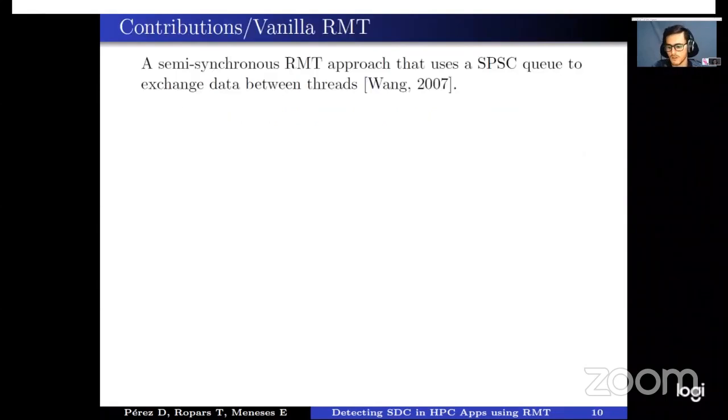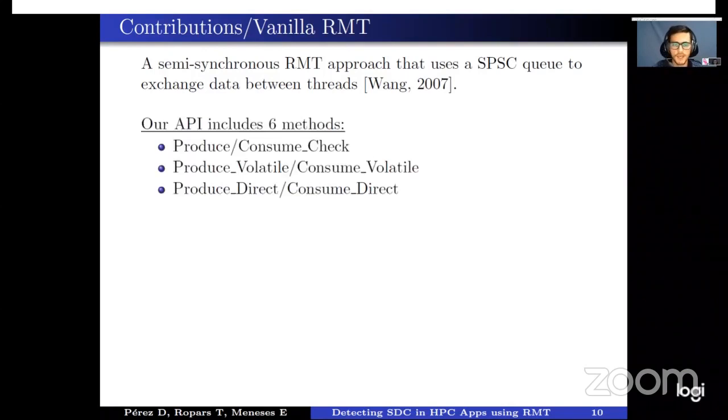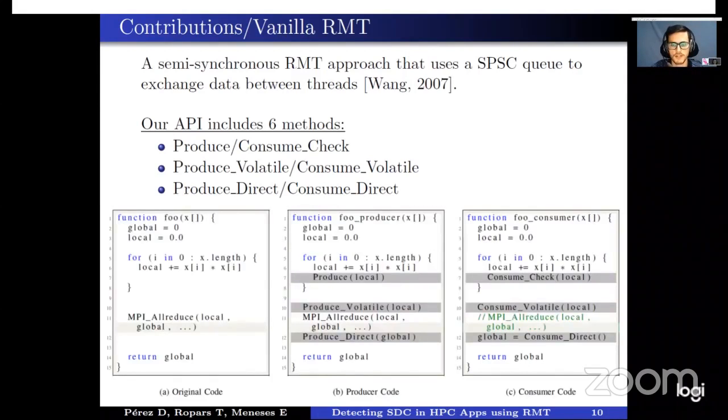Okay, so what are our contributions? We start with what we call vanilla redundant multithreading, which is a semi-synchronous approach that uses a single producer, single consumer queue in order to exchange the data between the threads. It's based on this reference, and it has a couple of optimizations regarding the queue that make this suitable for this kind of scenario. Our API includes 6 methods: produce and consume, the regular ones, produce and consume volatile, and produce and consume direct, which are exemplified in the next figure.